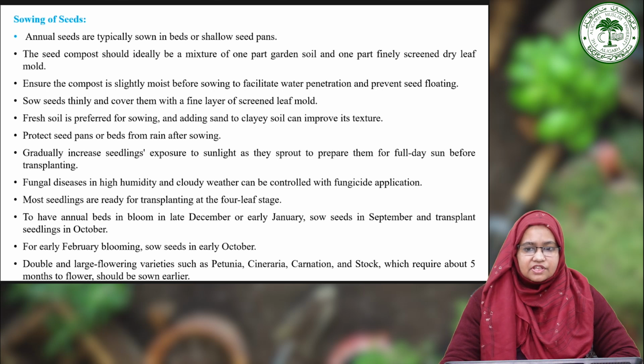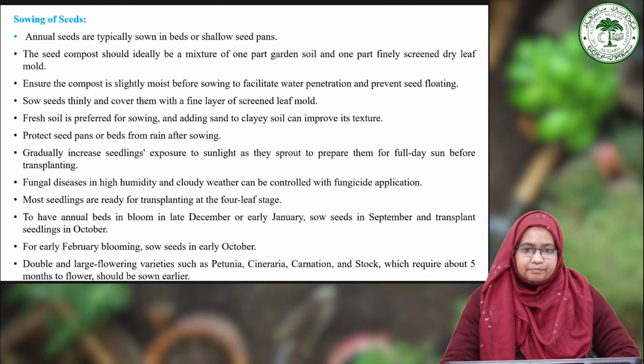It's advisable to use fresh soil for sowing, and if the soil is clay, adding sand can be beneficial. After sowing, protect the seed pans or beds from the rain. As seedlings start to sprout, gradually increase their exposure to sunlight so they become strong enough to withstand full day sun before transplanting. Seedlings are susceptible to fungal diseases in high humidity and cloudy weather, which can be controlled with fungicide applications. Most seedlings are ready for transplanting at the 4-leaf stage.